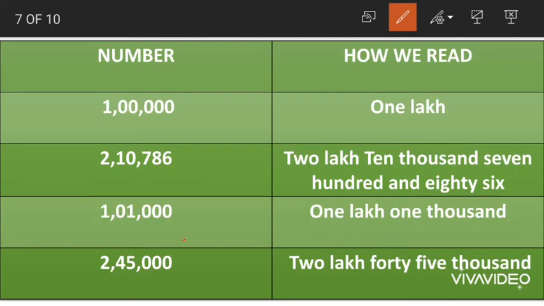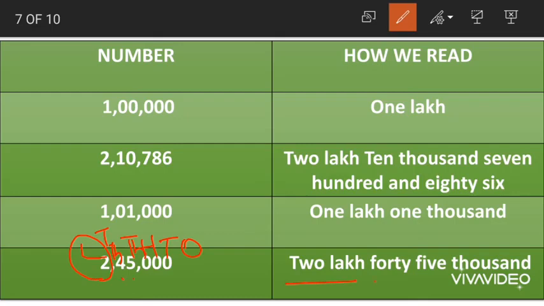101,000 will be read as 1 lakh 1000. The fourth number is 245000. Again, let us write the place values: ones, tens, hundreds, thousands, 10,000s and lakhs. Coming to the first digit, 2 is at lakhs place, so we read it as 2 lakhs.